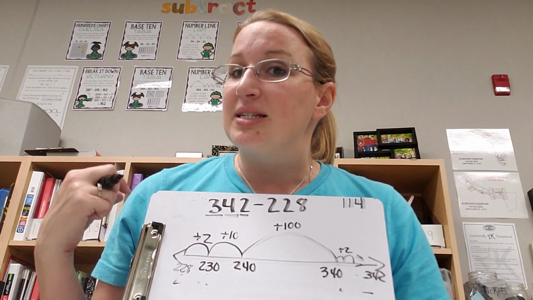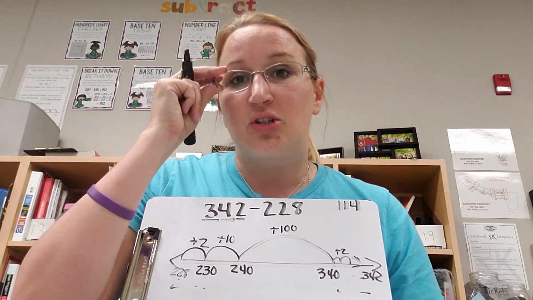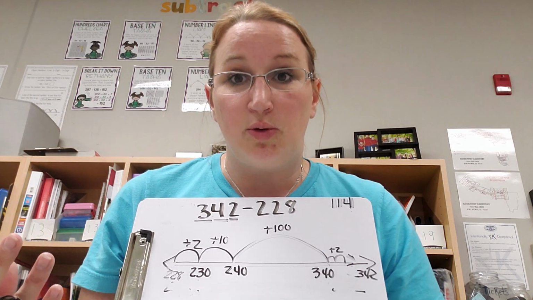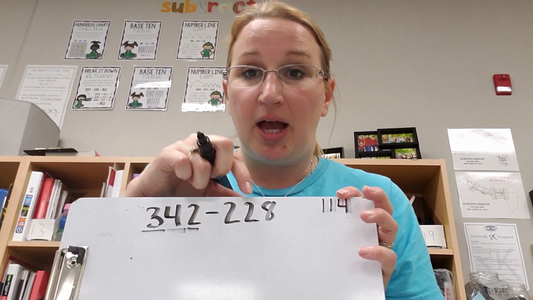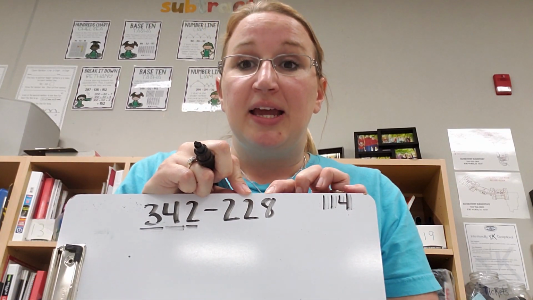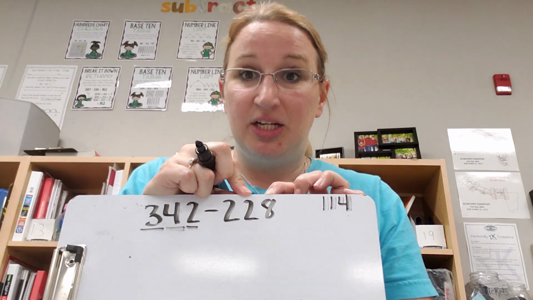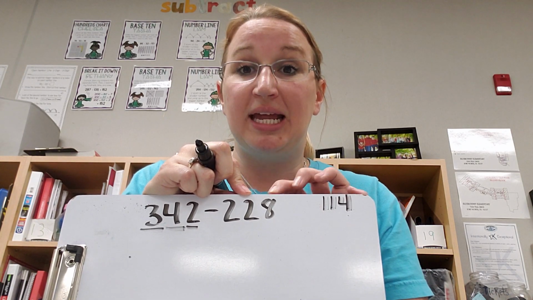I'm going to show you a different way to solve it. This is just another strategy you can use, and it's called compensation. And remember, we've taught compensation is just finding that easier number to kind of jump to. And so I know that over here, if I add 228 plus 2, that'll get me to 230.